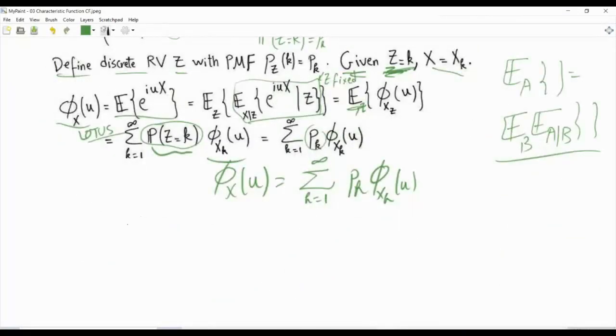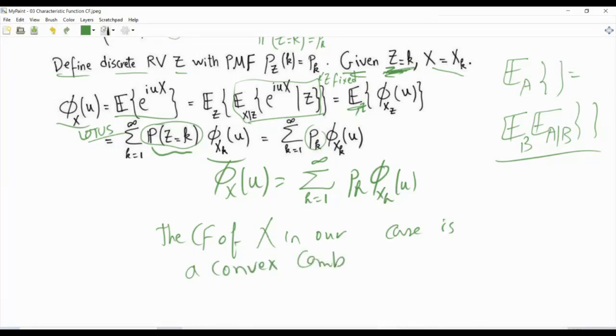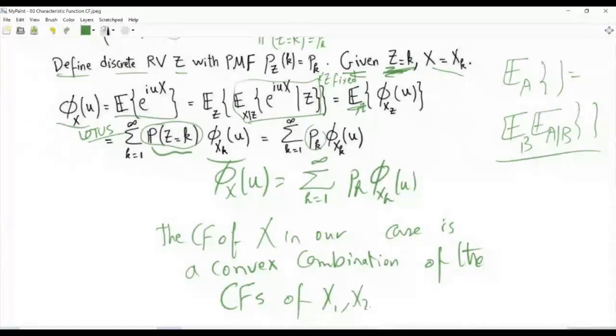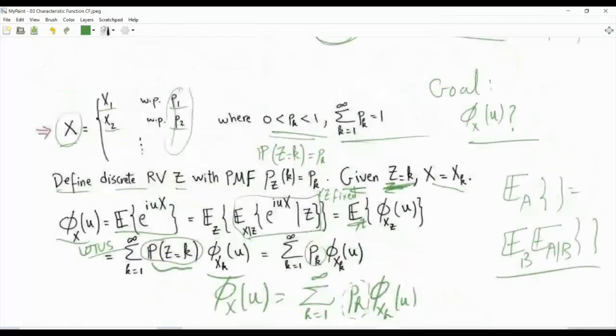So we can say it in words like this. The CF of X in our case is a convex combination of the characteristic functions, the CFs of X1, X2, X3, and so on. And those coefficients in the convex combination are nothing but the probabilities. p_k is the probability that Z is equal to k.